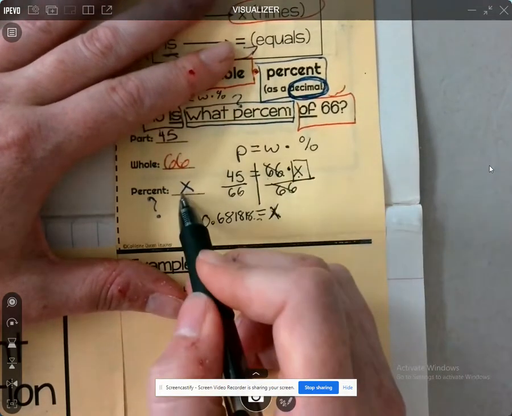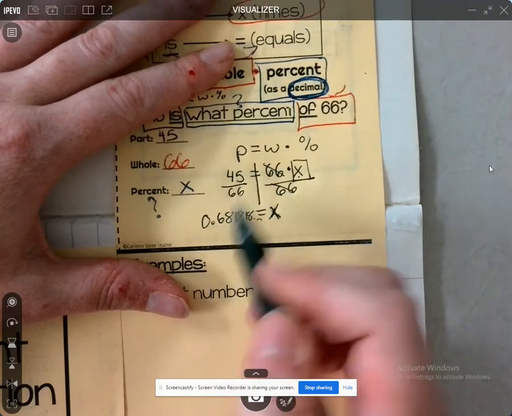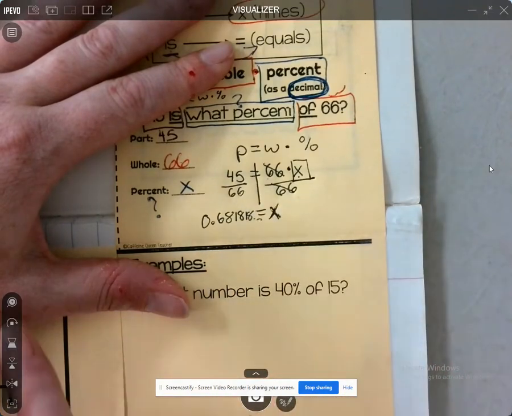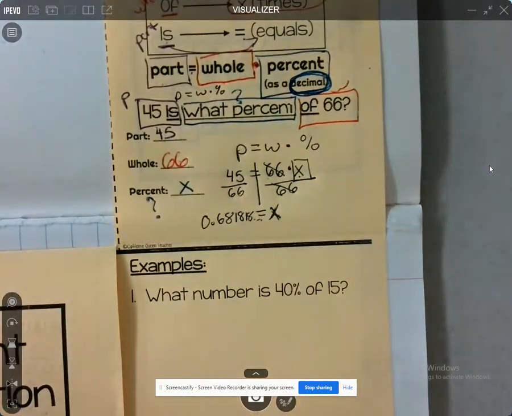Now, I thought our x was supposed to be a percent, but this is the decimal form of the percent. My goodness, Ms. Carbone, how do we turn this into a percentage? Well, we know the magic numbers with percents is 100.